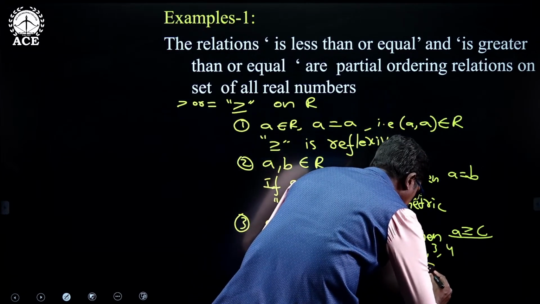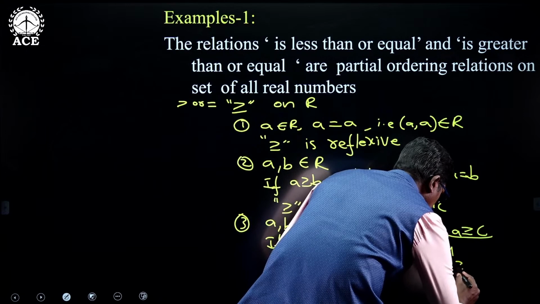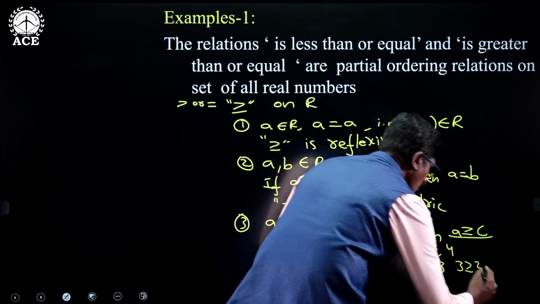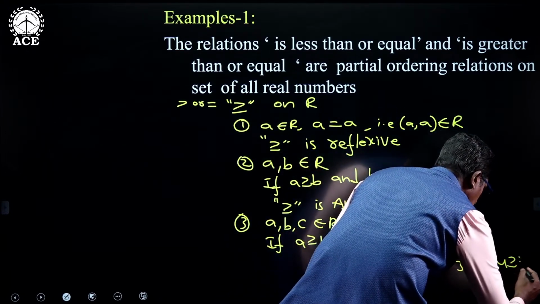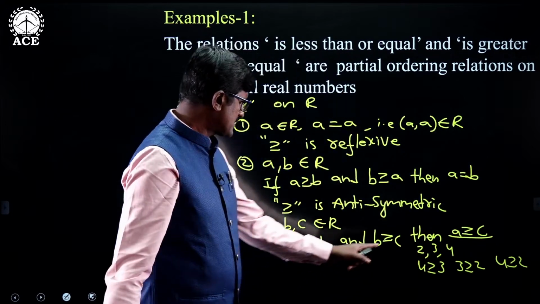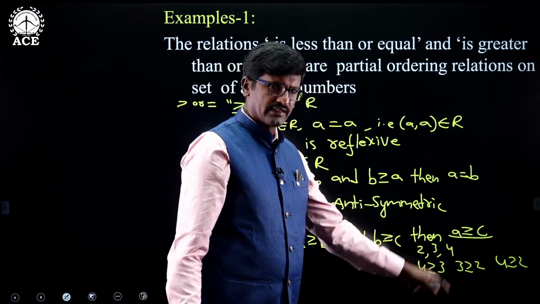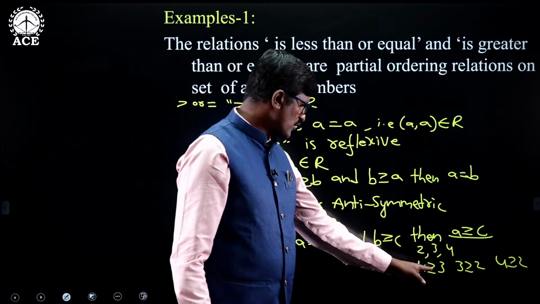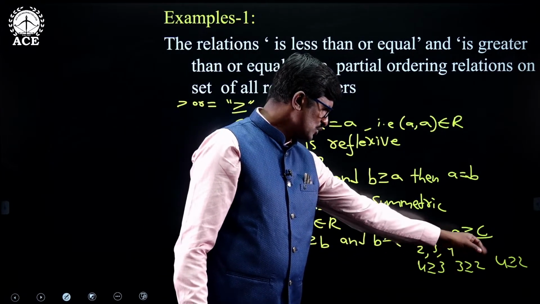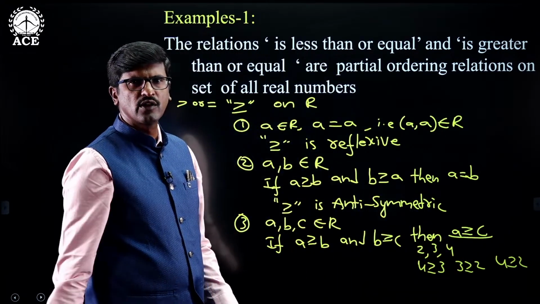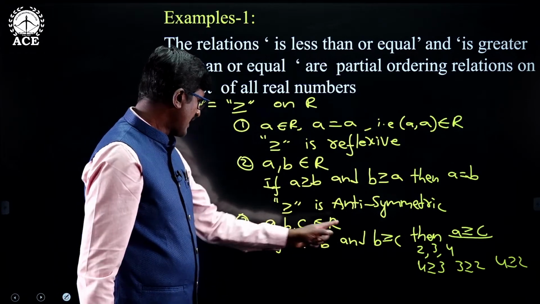4 is greater than or equal to 3. 3 is greater than or equal to 2. Obviously 4 is greater than or equal to 2. Here A is 2, B is 3, like that. So if 4 is greater than or equal to 3 and 3 is greater than or equal to 2, then 4 will be greater than or equal to 2. This is called the transitive property.